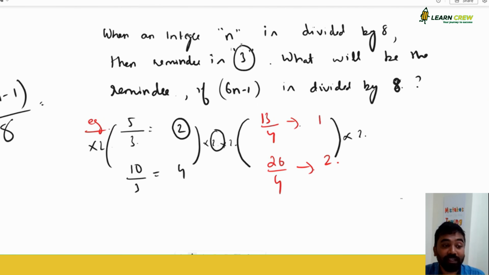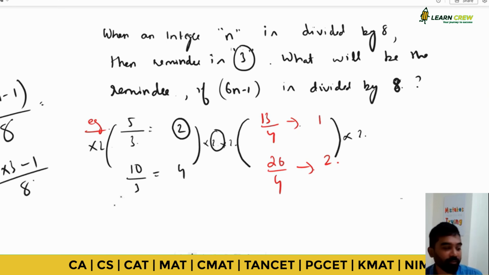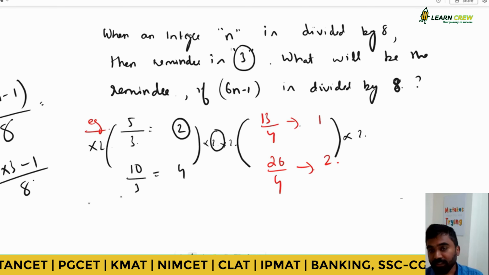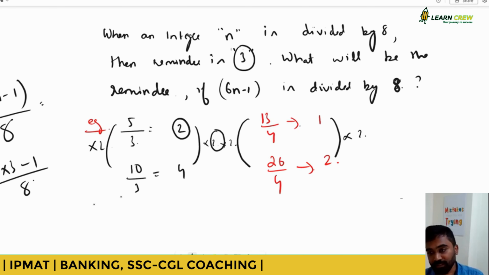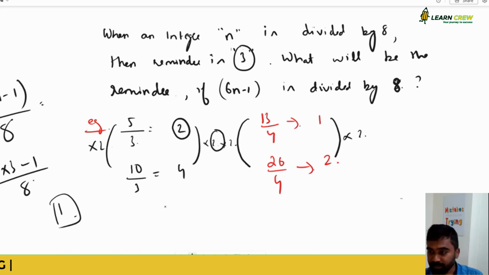Here, the remainder for n was 3. I'm just going to multiply: 6 into 3 minus 1, divided by 8. 6 into 3 becomes 18. 18 minus 1 becomes 17. 17 divided by 8 gives 16 with the remainder 1 in this case.